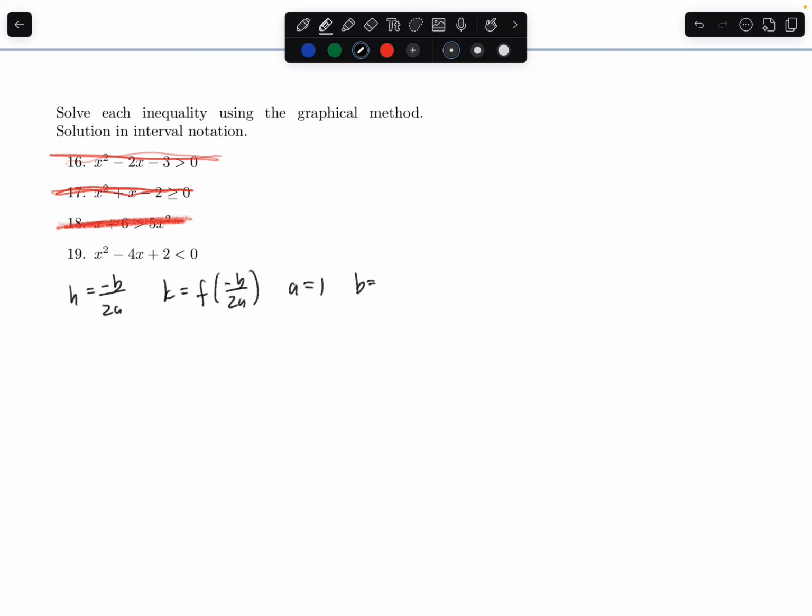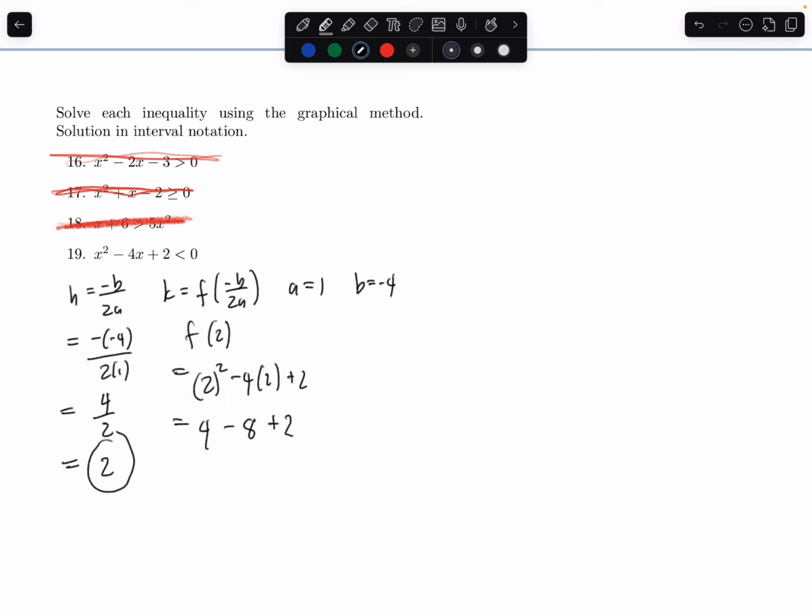A is 1, and b here is negative 4. So this is going to be negative of negative 4 over 2 times 1, which is 4 over 2, which is 2. Very nice number. And then f of 2, that's 2 squared minus 4 times 2 plus 2, which is 4 minus 8 plus 2, negative 4. Negative 4 plus 2 is negative 2. Oh, okay. This looks like an easy one to finish.